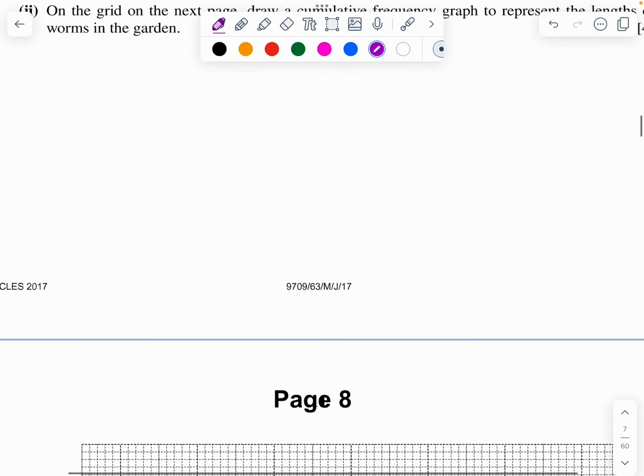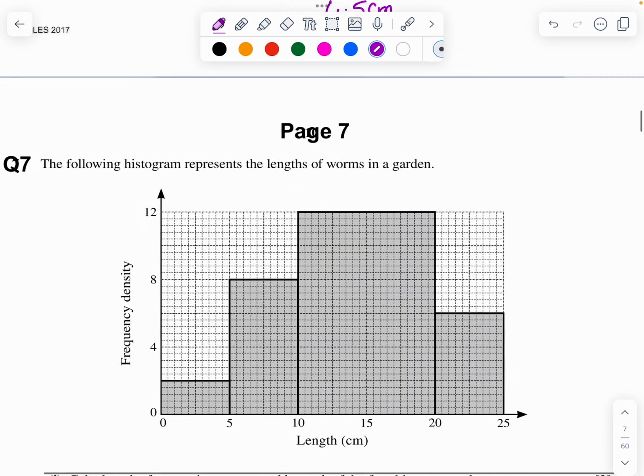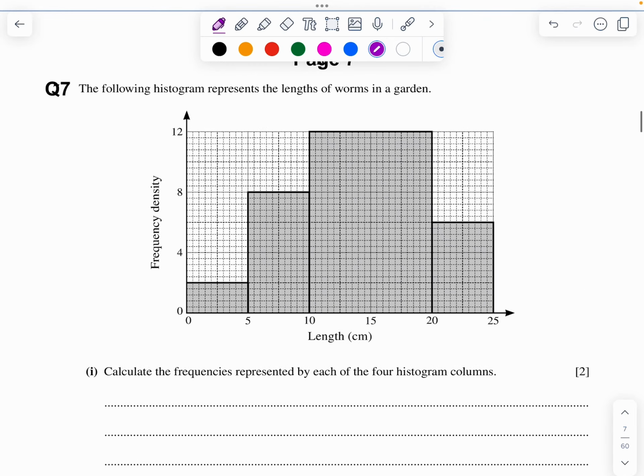Next question is from May-June 2017, paper 63. The following histogram represents the lengths of the worms in a garden, and we need to calculate the frequencies represented by each of them.